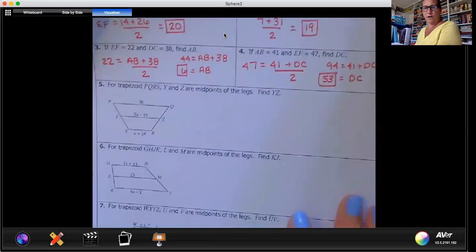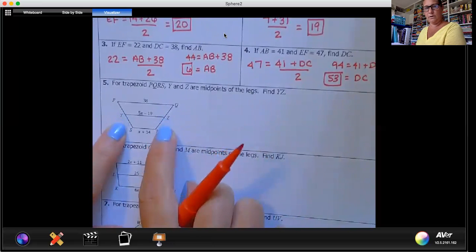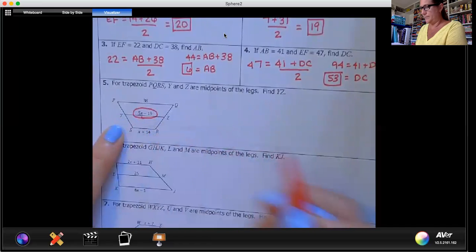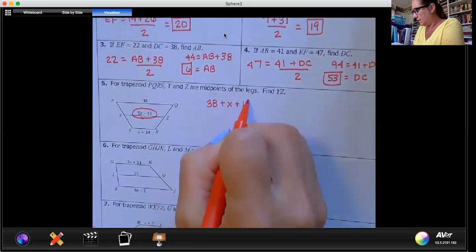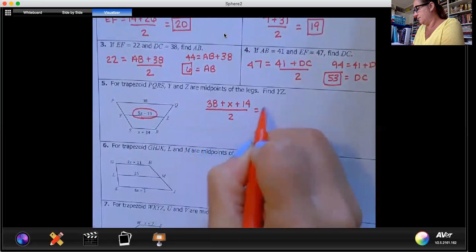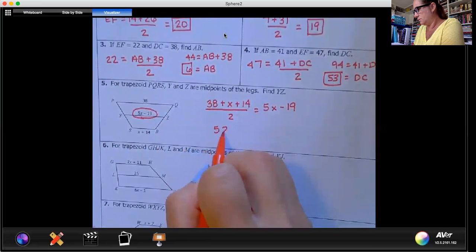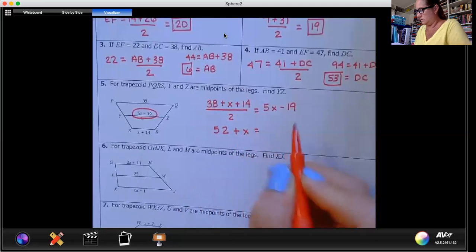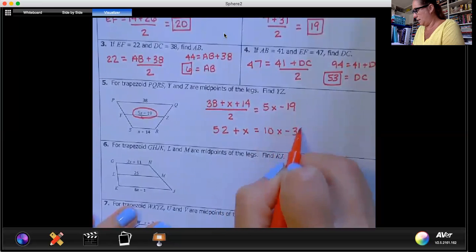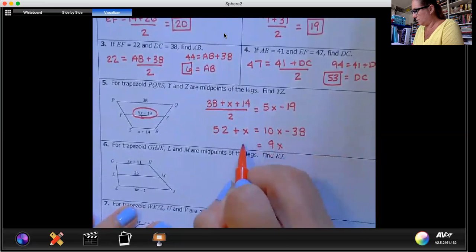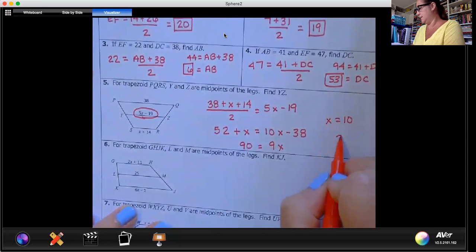For trapezoid PQRS, Y and Z are midpoints of the legs. So that's your mid-segment. Find YZ. So this is what you're looking for. So 38 plus x plus 14 divided by 2 equals 5x minus 19. Multiply by 2 and combine like terms. So 10x minus 38, 9x equals 90. So x is equal to 10. So 50 minus 19 is 31.